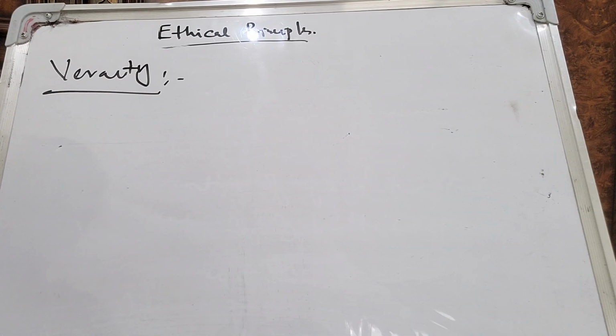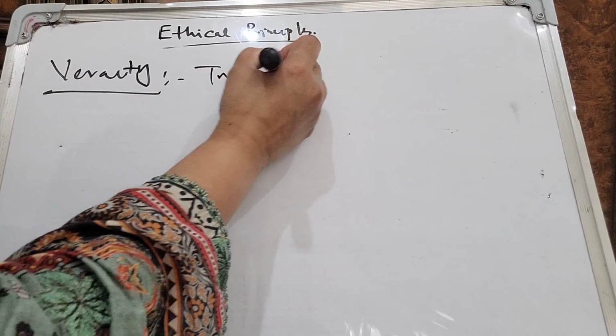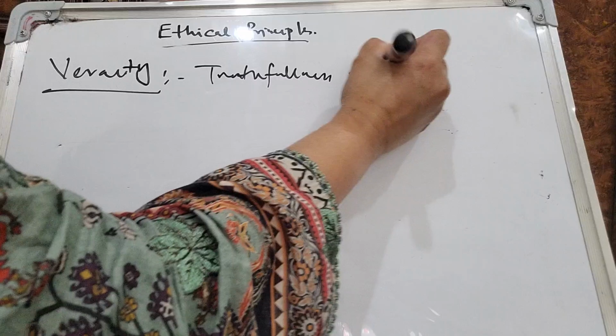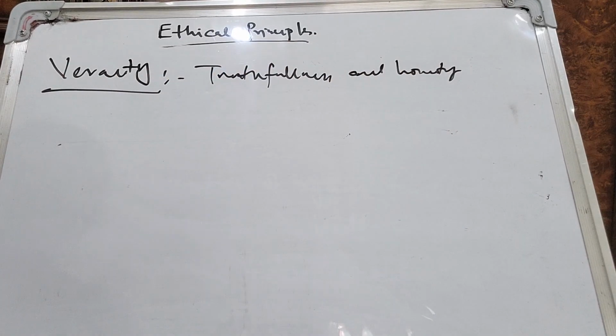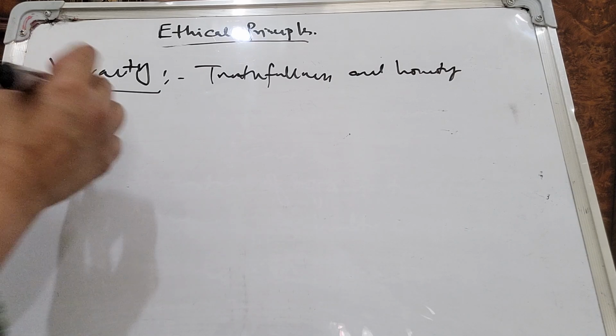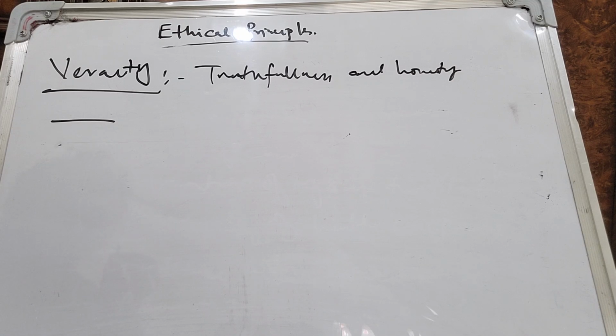Now the next is veracity. Veracity means truthfulness and honesty. What is the meaning of truthfulness and honesty? It means always tell the truth to the patient. This is very important. The obligation to tell the truth and communicate truthfully with the patient. Accurate diagnosis and prognosis. Never lie to the patient. Always give full information. That is the right of the patient. He knows his diagnosis and prognosis.